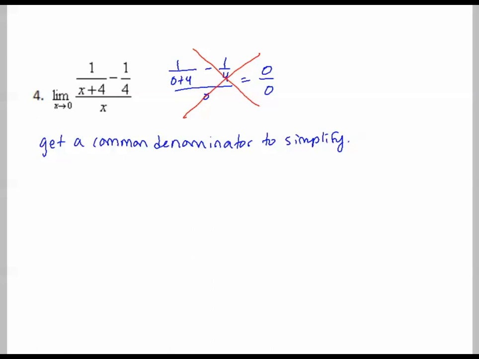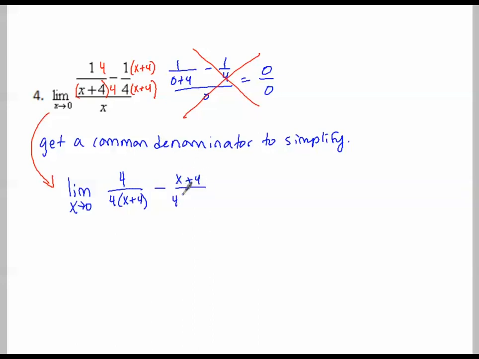I need to basically multiply by each other's denominators. This one needs this one for 4. This one needs this one, x plus 4, x plus 4. Let's carry it down here and see what it's supposed to look like. Please write limit as x approaches 0 of 4 over 4 times x plus 4 minus x plus 4 over 4 times x plus 4.